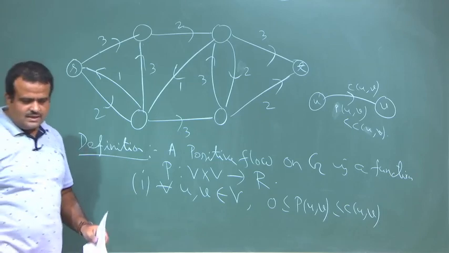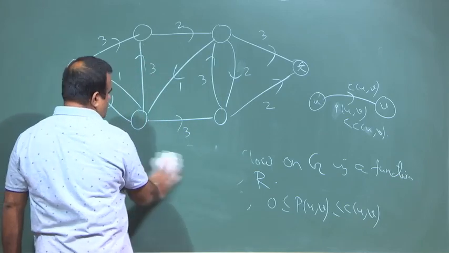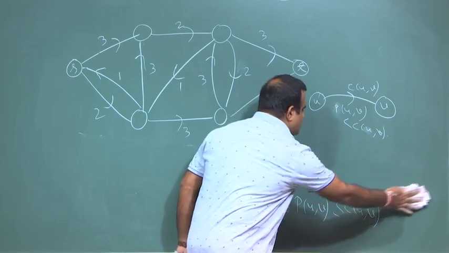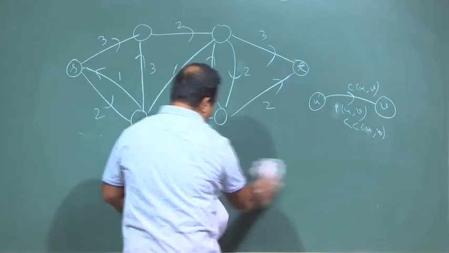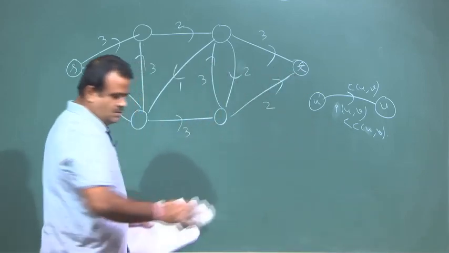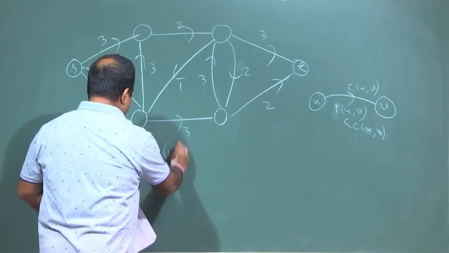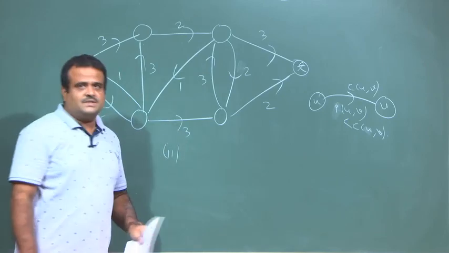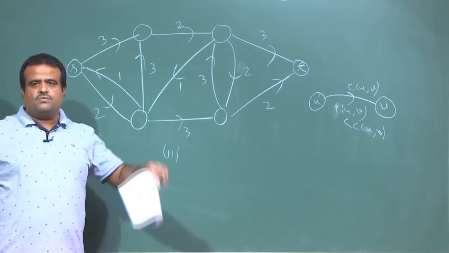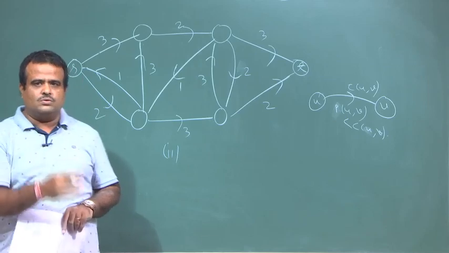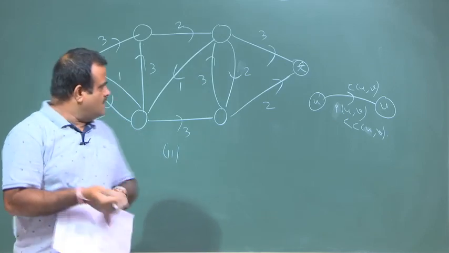So, the second condition is called flow conservation. It is basically number 2. It is telling us that if we take any vertex other than the sink and source, the flow conservation should be 0. So, that means we are not storing any current, we are just passing the current.